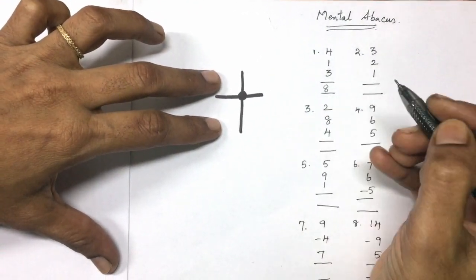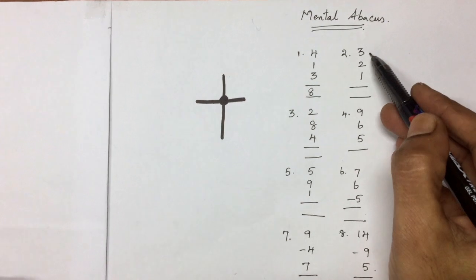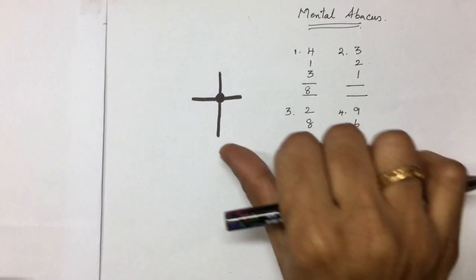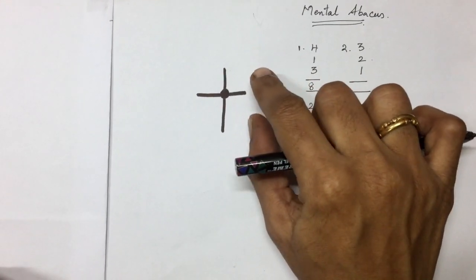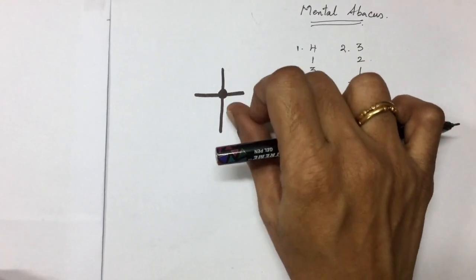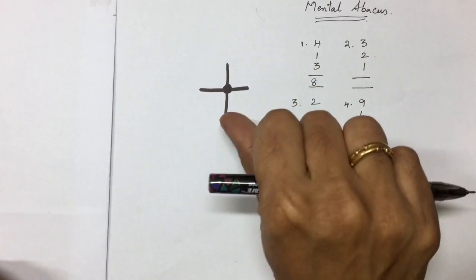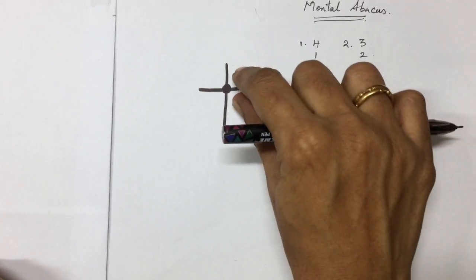So answer is 8. Second sum 3, 2, 1. 3 directly. To add 2, we should use the small friend plus 5 minus 3. Next 1. Answer is 6.